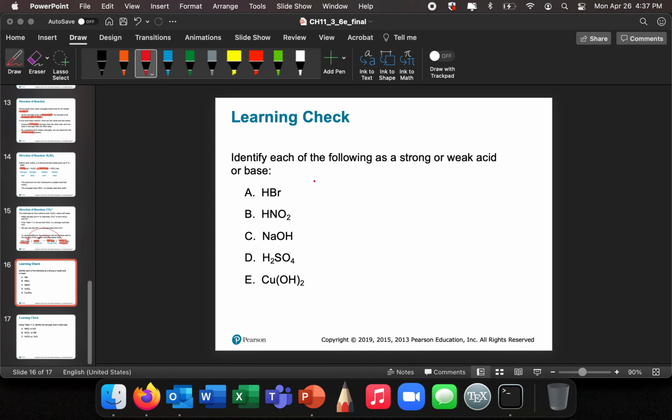So pause the video and identify each of these as a strong acid, a weak acid, a strong base, or a weak base. Okay, I'm going to suppose you paused it, and I'm going to look at these with you. Here is a strong acid because we memorized it as a strong acid. Here is another strong acid. There's a leading hydrogen, so it's going to be an acid, but it's not on our list of strong acids, so it's going to be a weak acid. And here is a strong base because we memorized it, right? And this one's not in that group, so it's going to be a weak base, copper hydroxide.